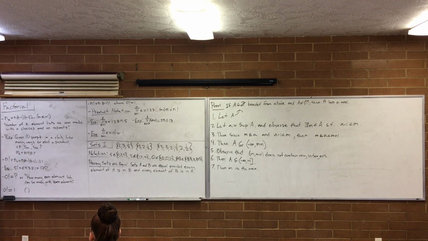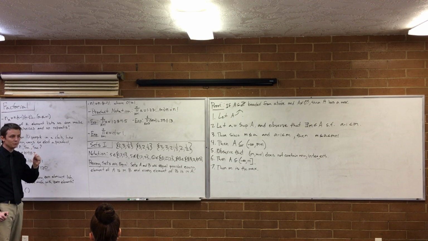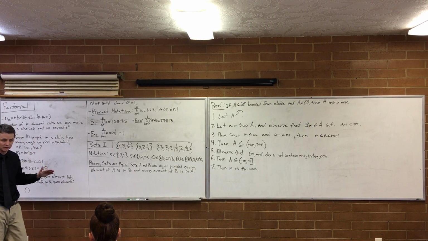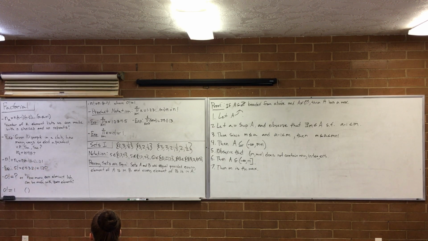Remember, we're still interested in counting. These are section headers, and the overall header is counting. We've been talking about different ways to count things. This counted the number of lists like this. We want factorial to count the number of n element lists I can make with n options, no repeats. Does that make sense?